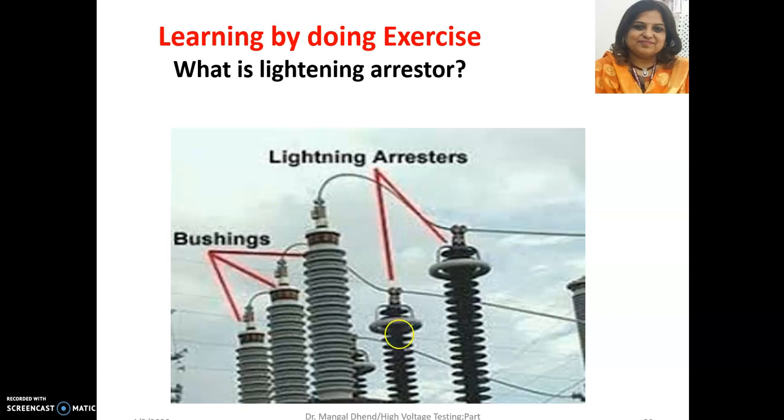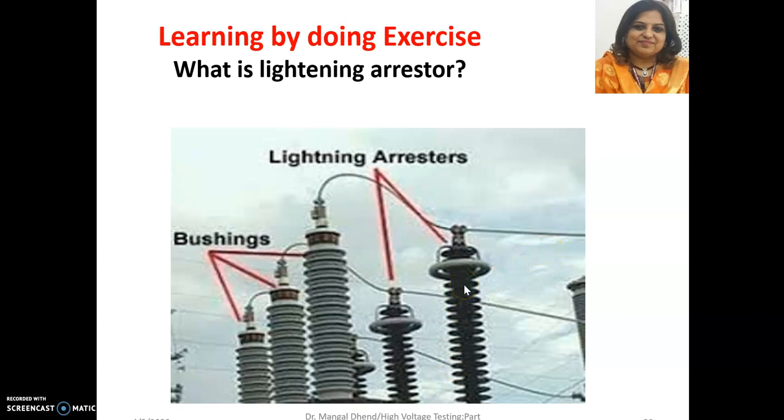What is a lightning arrestor? As the name implies, it protects the device from lightning. If you see, this lightning arrestor is connected across the line, this is the transmission line, and it is used for protection of the lines. When lightning falls, the whole lightning voltage will get discharged through this lightning arrestor to the earth. So this lightning impulse voltage will not transfer through the transmission line, and the whole transmission line and all the devices connected across the transmission line will get protected.